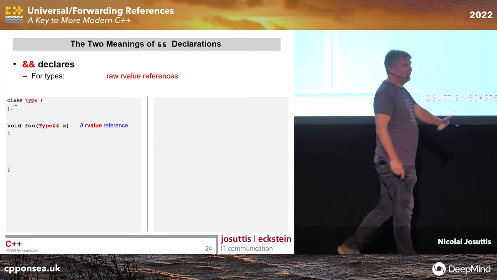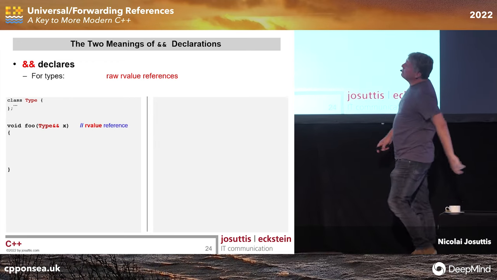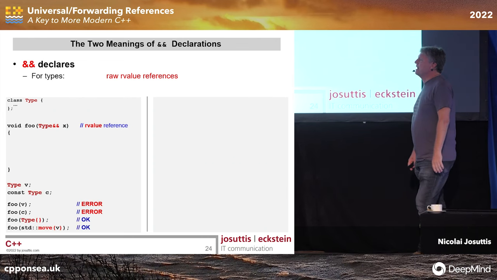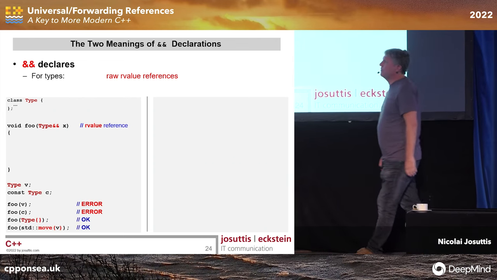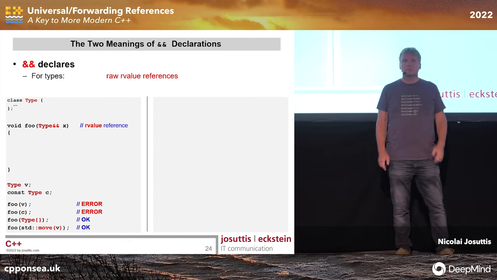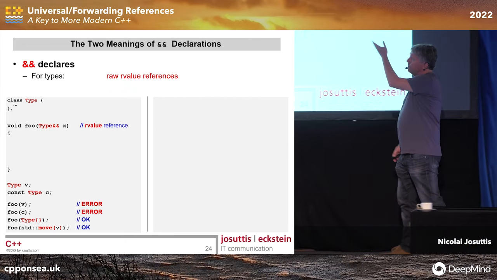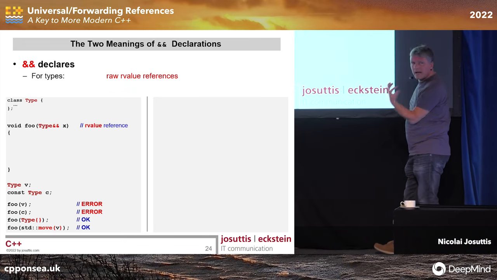That's a rule. So here we have a type called type. So this is an R value reference. You can only pass R values. So passing an L value, whether it's const or non-const, is not allowed. This has a consequence: that this thing you get has move semantics.